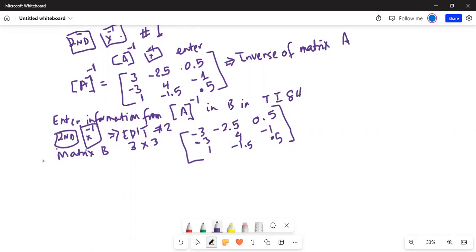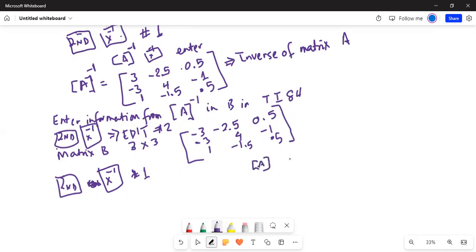Okay, so again, I will go to my calculator. Let's put the calculator on, then go second x minus 1, then number 1. So second x minus 1, then number 1. And you will get A on your calculator screen.